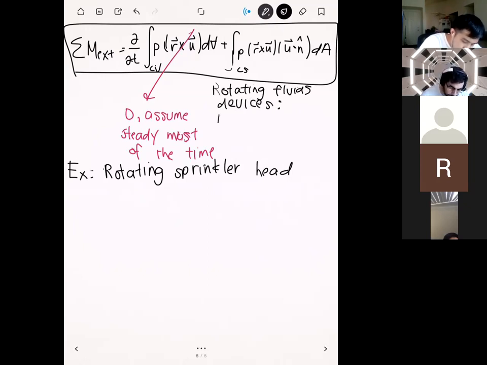Okay. And so one that's pretty obvious is that if you have one of those ceiling fans, they often rotate. So that's a pretty common one. Other common devices that rotate could be like a pump.